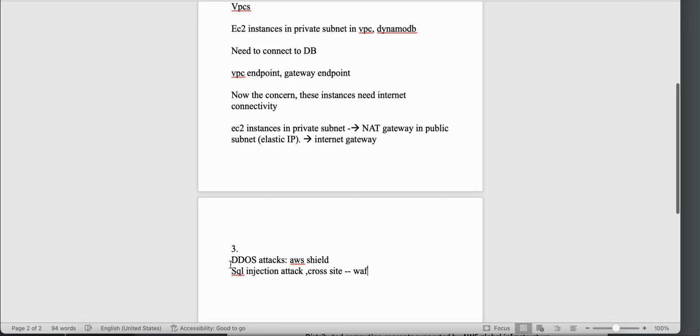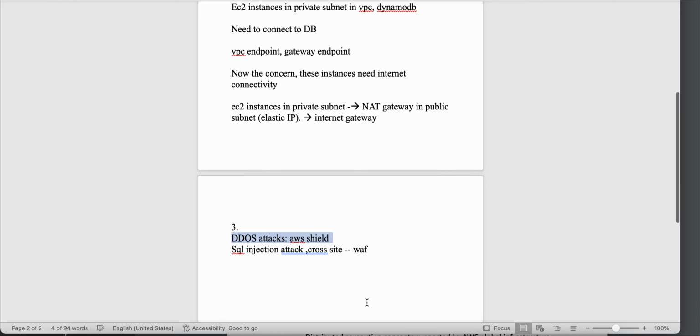So the question was on DDoS attacks. It was mentioned that an organization is facing DDoS attacks, so what should you do? There were options like AWS Shield, AWS WAF, and some worthless options. A person can get confused between WAF and Shield. In case of DDoS, Shield would be the better choice. In case of SQL injection, cross-site scripting or layer 7 attacks, WAF would be the better choice.